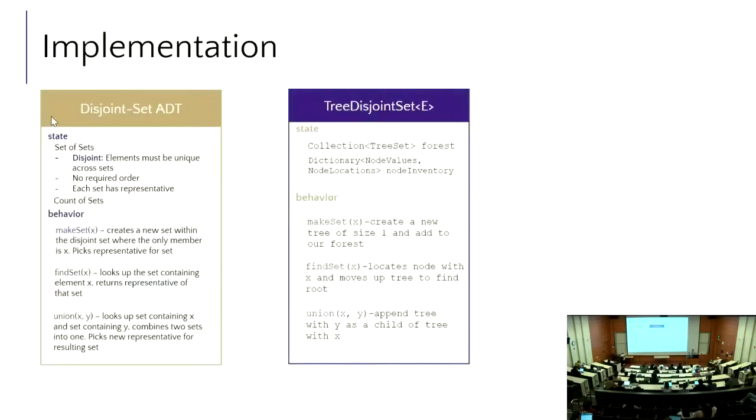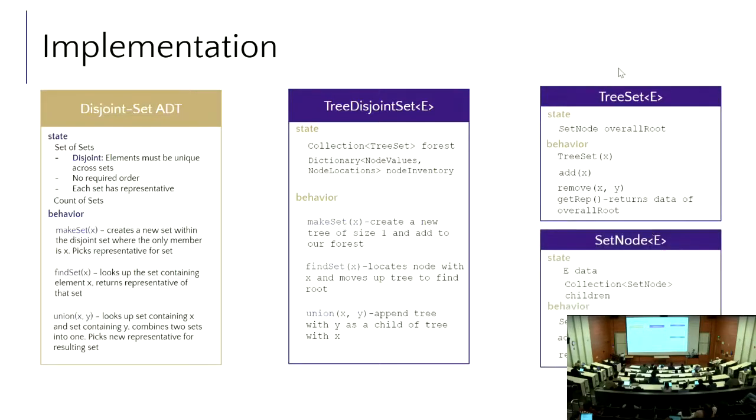Okay, let's talk about the actual implementation. What you are actually going to be coding up is something we're going to call a tree disjoint set. And you're going to need to make a couple little objects to support it. The way that the tree disjoint set works is we're going to start with a collection of many sets. We're going to literally call that a forest, because it's a collection of trees, and computer scientists love that analogy. And then here's this kind of weird thing. We're going to have this item called node inventory.